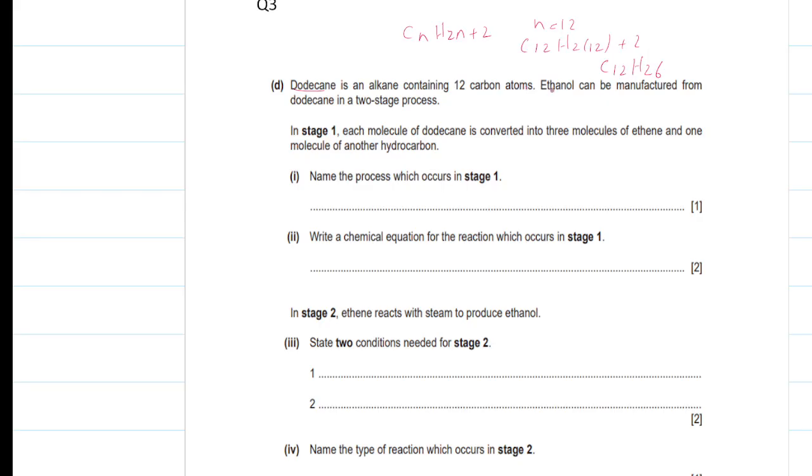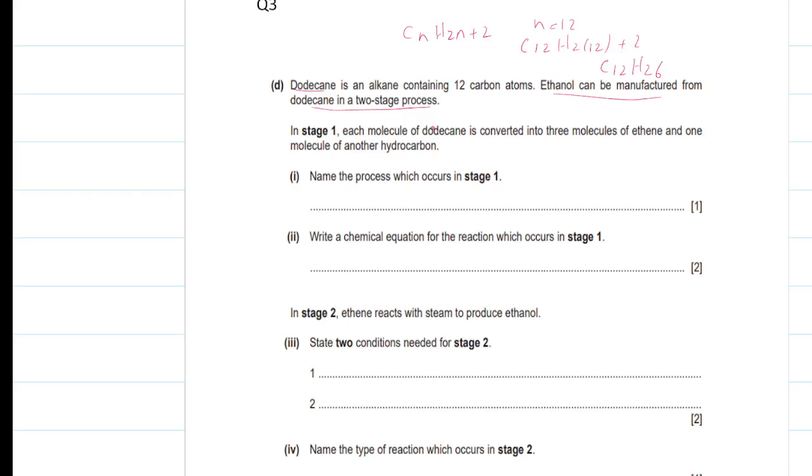Okay. So it is saying that ethanol can be manufactured from dodecane in a two-stage process. In stage 1, each molecule of dodecane is converted into 3 molecules of ethene and 1 molecule of another hydrocarbon. So keep that in mind.